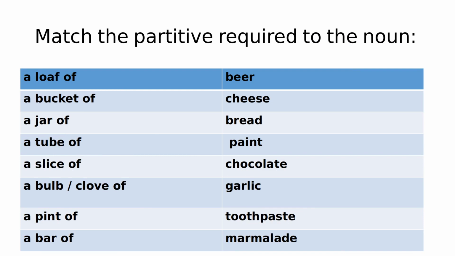So let us match the partitive required to the noun. We have the following partitives: a loaf of, a bucket of, a jar of, a tube of, a slice of, a bulb, a clove of, a pint of, a bar of. And the nouns: beer, cheese, bread, paint, chocolate, garlic, toothpaste, marmalade. So how will be correct? A loaf of bread or a loaf of cheese?